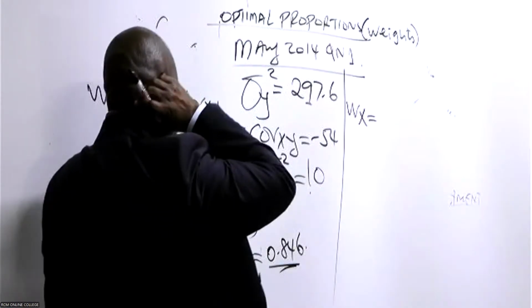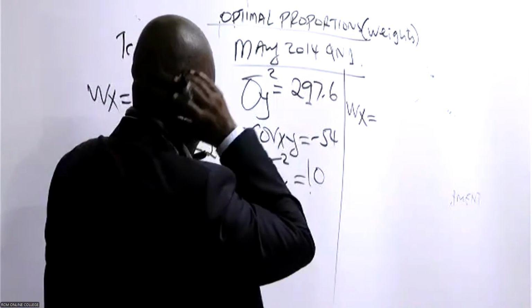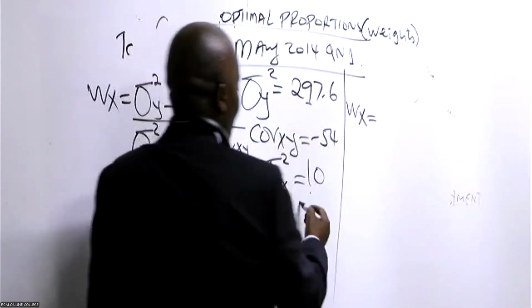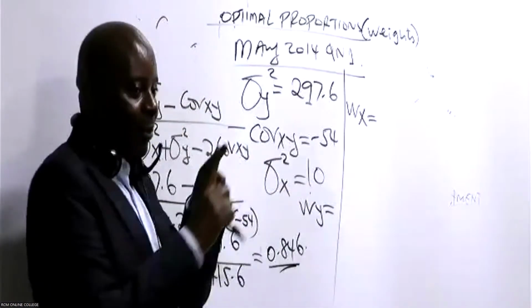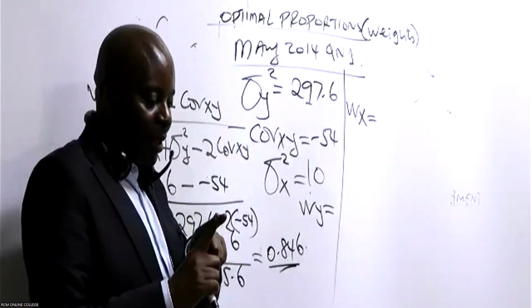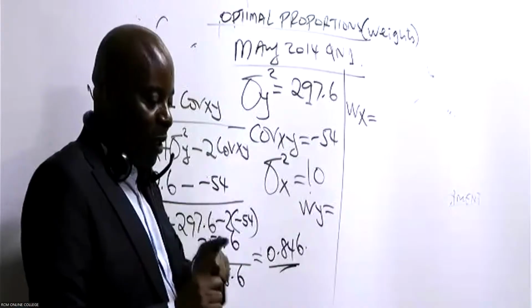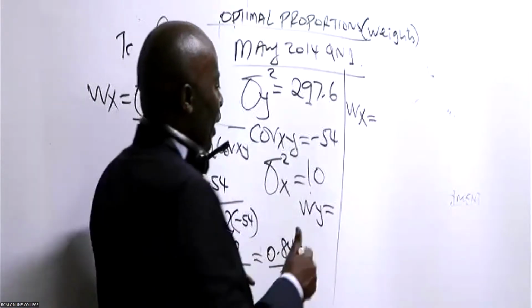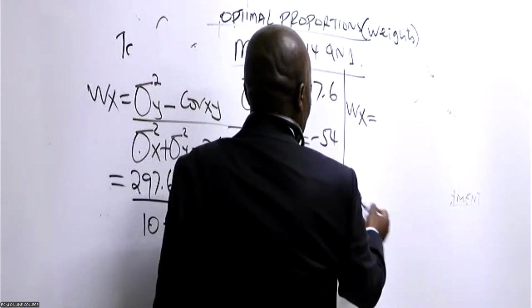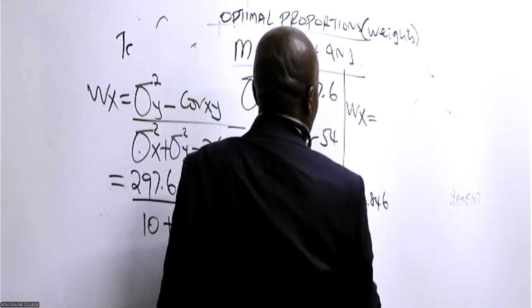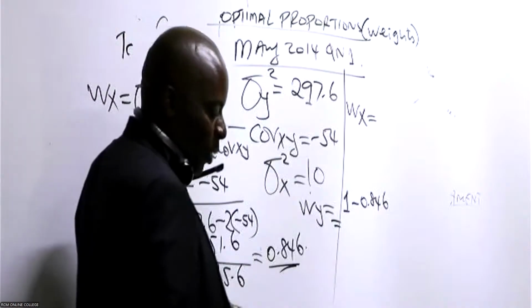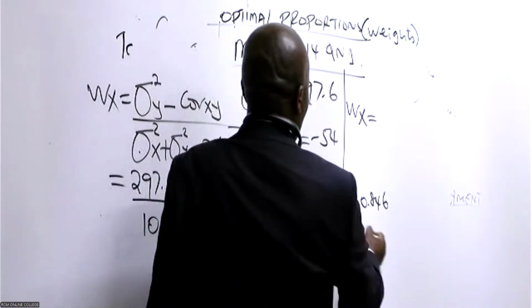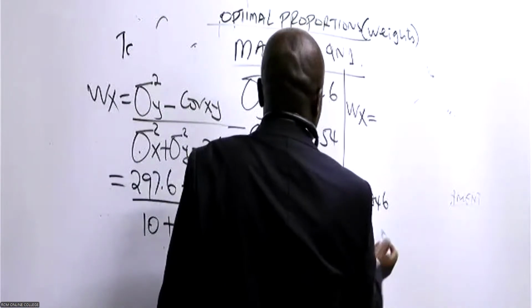So if you've gotten, in this case here, the weight of x as 0.846, what do you think will be the weight of y? The two must always add up to 1. So to get weight of y, I will take 1 minus 0.846, which gives us 0.154.